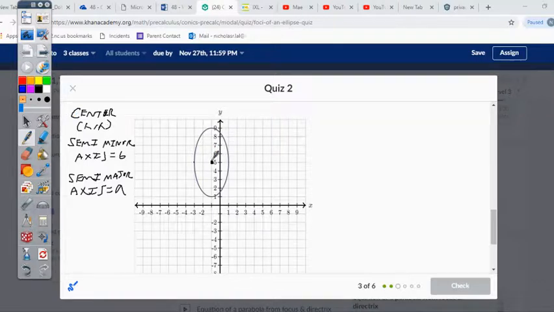So this value right here, this line, is going to be equal to a, which is the semi-major axis. So a is going to be equal to 4. That's the semi-major axis. b is going to be equal to 2. So b is equal to 2. That's the semi-minor axis.